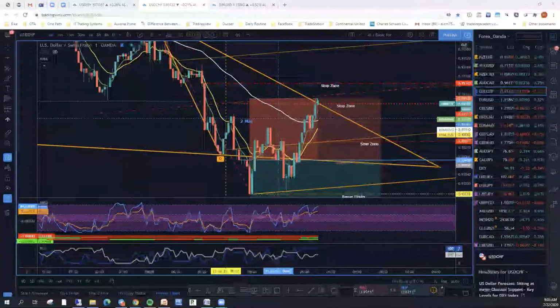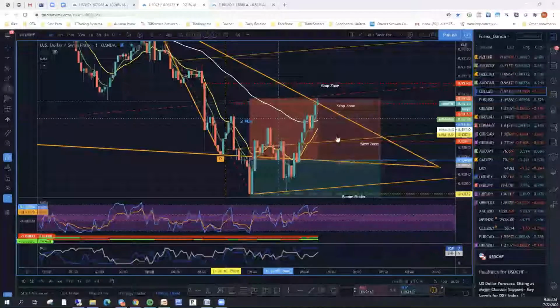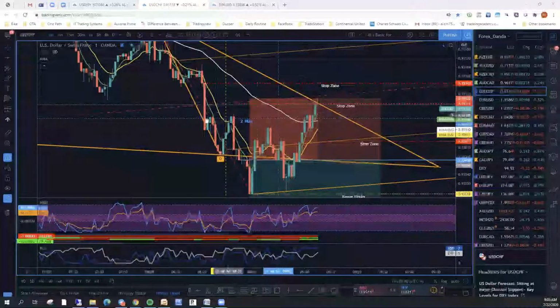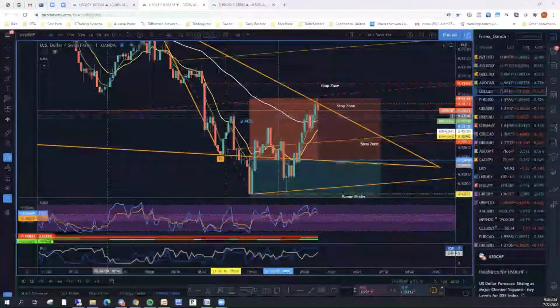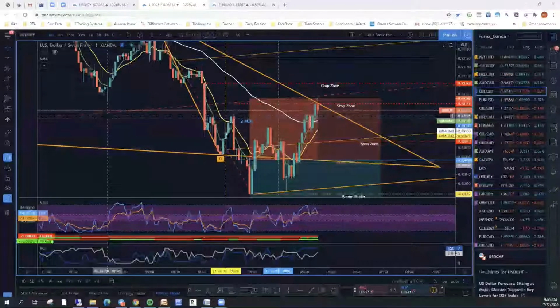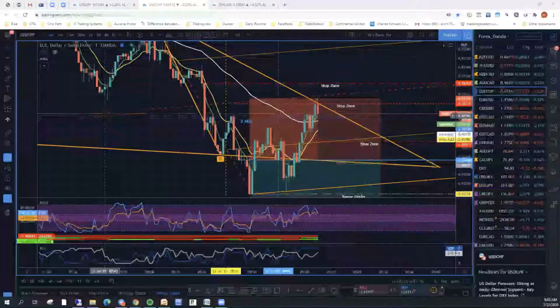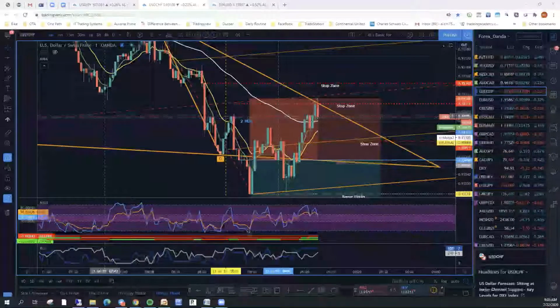Because pitchforks are just trend lines on steroids. They're really powerful because when you put them on a swing high and a swing low, you have something that can basically hold price pretty good.